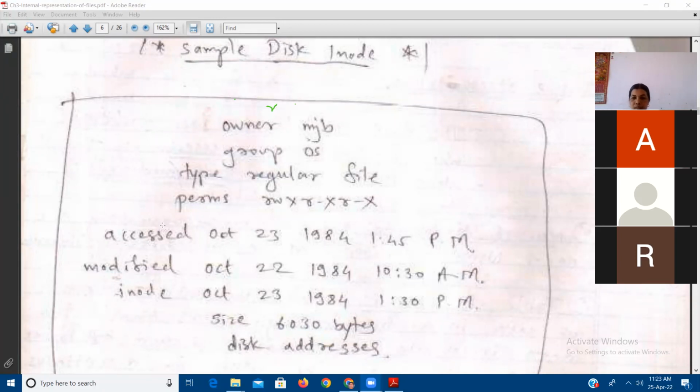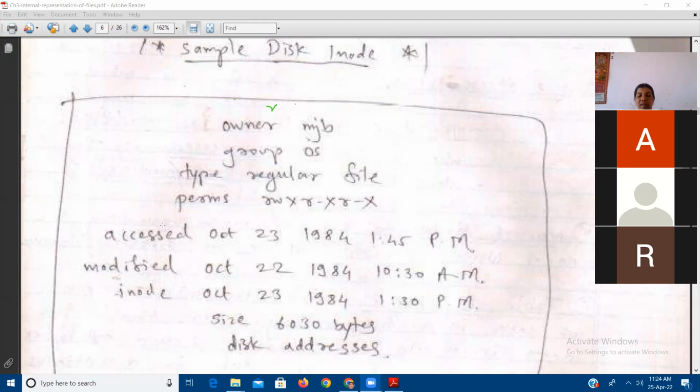So note down this disk inode field. This is the sample disk inode. Name of the owner is MJB. Don't confuse what is MJB. MJB हे ओनरचं नाव आहे. तुम्ही स्वतःचं नाव लिहू शकताय. Name of the group is OS. You may give any other name, whatever you want to give to the group.